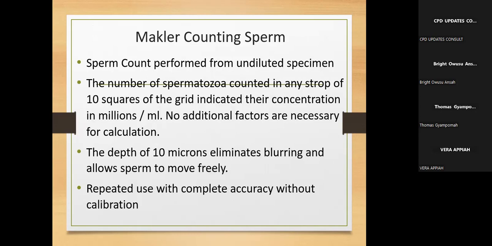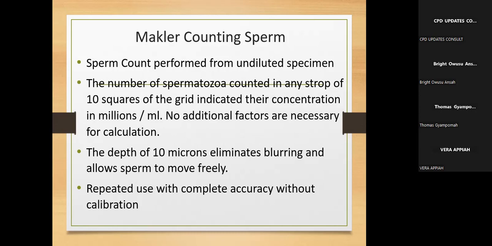The number of sperms counted in any 10 squares. Sorry, I will correct it. So in the next slide, I'm going to show you the rulings, the lines that are done on the macro chamber. They are 100 squares, 10 horizontal, 10 vertical. So you're going to get 100 squares. If you count sperms in any 10 of them within the 100 squares, that is adequate. The number of sperm that you get within those 10 squares is equal to million per mil. What it means is that if I counted and got, let's say, 100 sperms in the 10 squares, then my result is 100 million per mil.